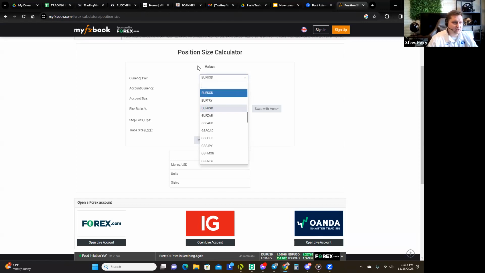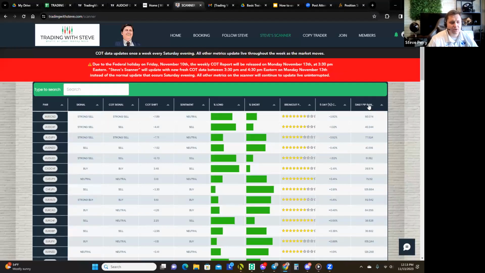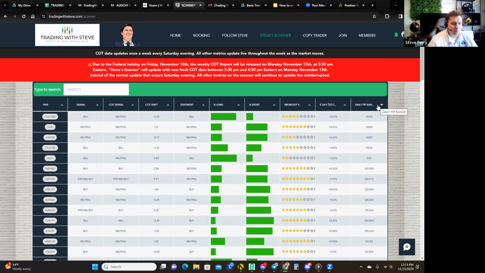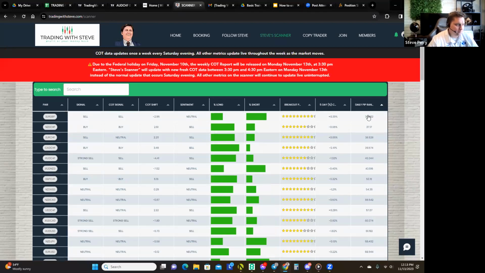How do we know this? It's already on the scanner, guys. When you go to the scanner, on the very right side, you've got the daily pip range, right? You can actually filter this by the biggest ranges, and you'll see that gold, silver, and these other ones we've added have the biggest ranges. They're huge, and it's because they calculate pips differently. It's just done in a different way, which is, again, another reason why you have to use a position size calculator. There's no way around it, in my opinion.